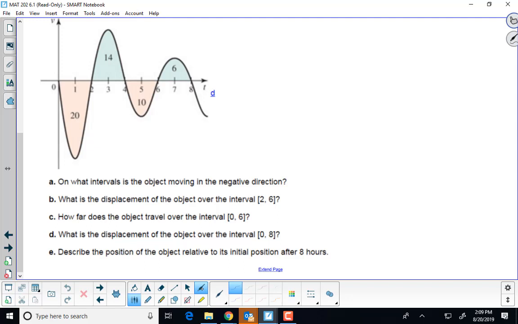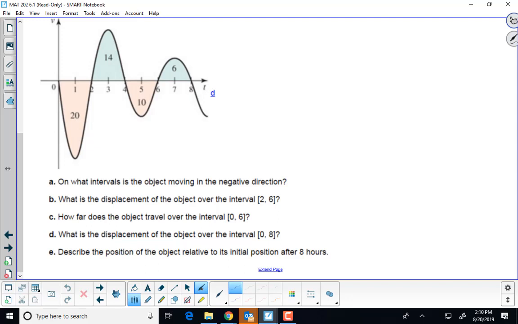Okay, 0 to 2. The velocity curve is negative starting right after 0, so it's moving in the negative direction for this whole piece here. For the entire time interval from 0 to 2, the velocity is negative, so the motion is in the negative direction. Does that make sense? And then when we hit 2, the motion changes, and now it's going in the positive direction because the velocity is positive over here. So we're moving in the positive direction up there. Here we're moving in the negative direction.